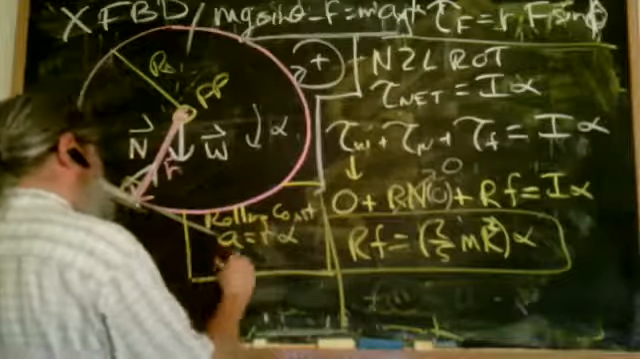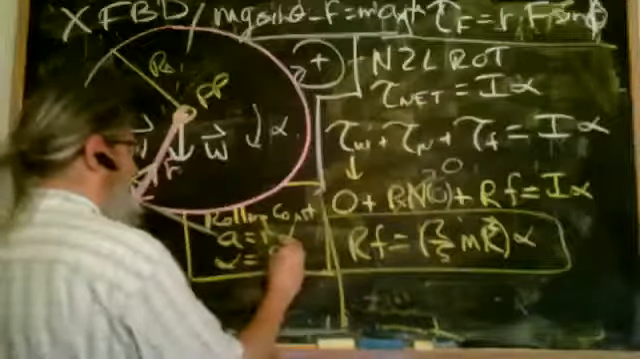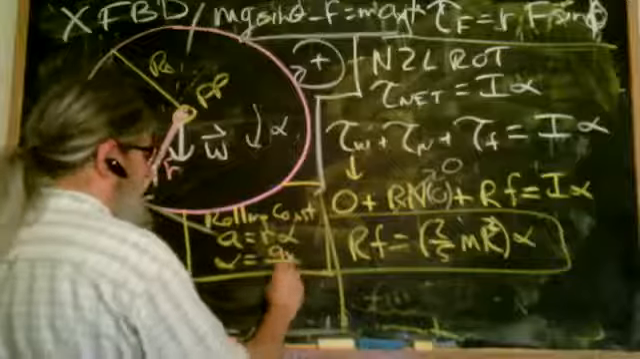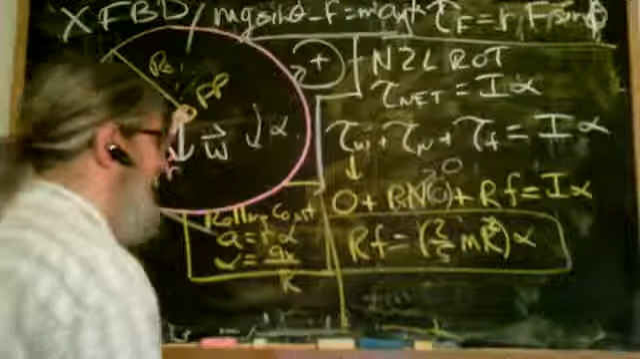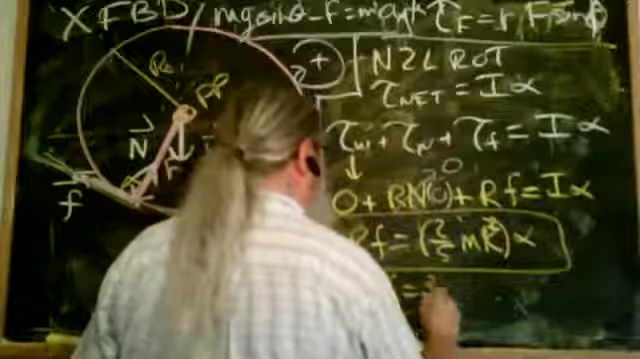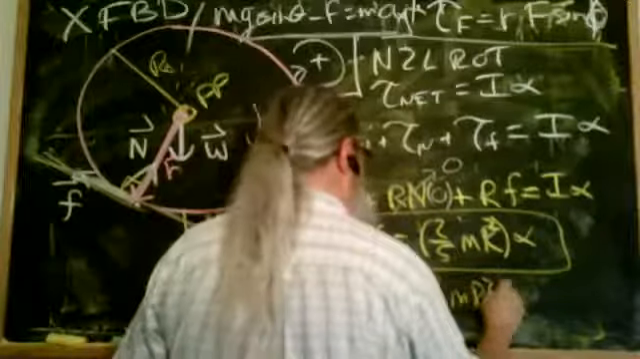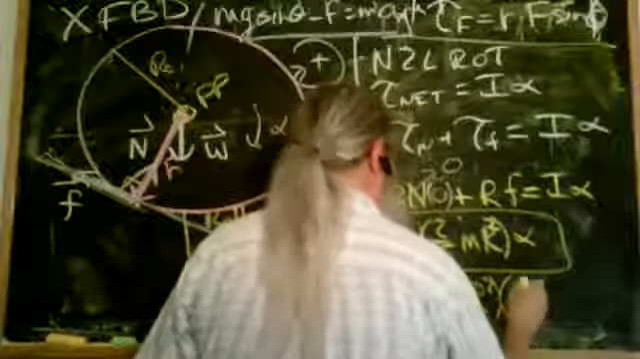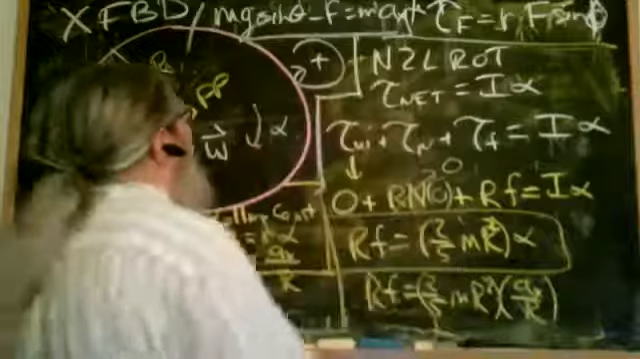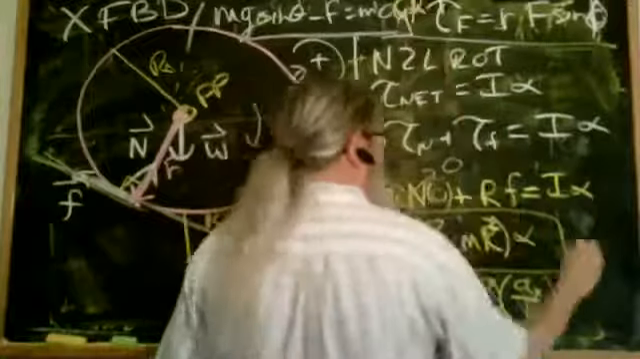Well, in this case, alpha is equal to a_x, which is the acceleration down the ramp, divided by the radius of the ball, R. So I just plug that in. I get R times F is equal to 2/5 m R squared times a_x over R. So I've got this equation here and this equation here: two equations and two unknowns.